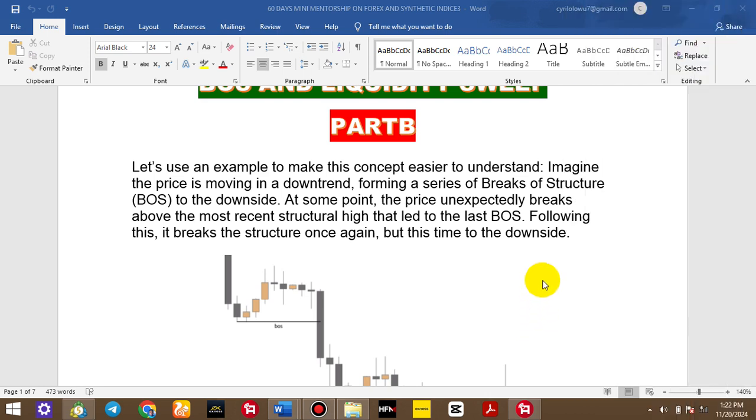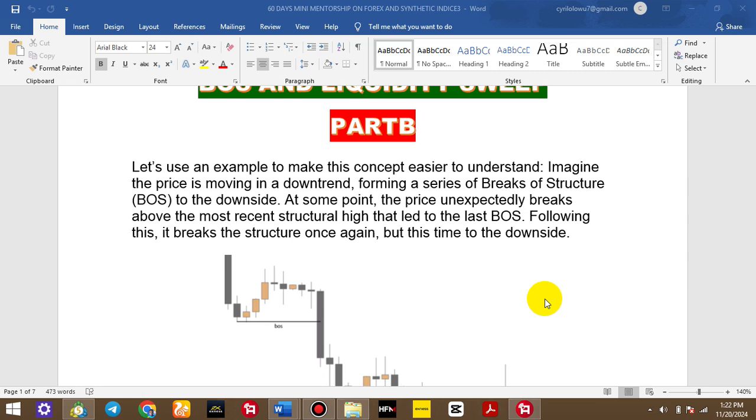So, starting with part B, at this point we are going deeper into how these things happen on the chart and how we can easily differentiate them in our daily activities. Let's use an example to make this concept easier to understand.